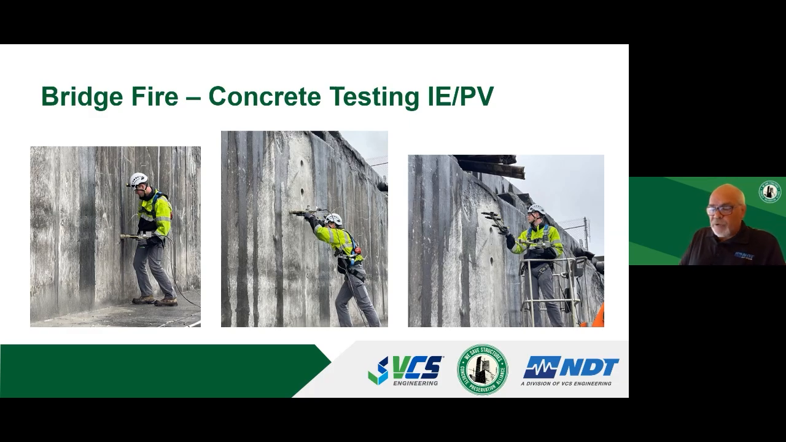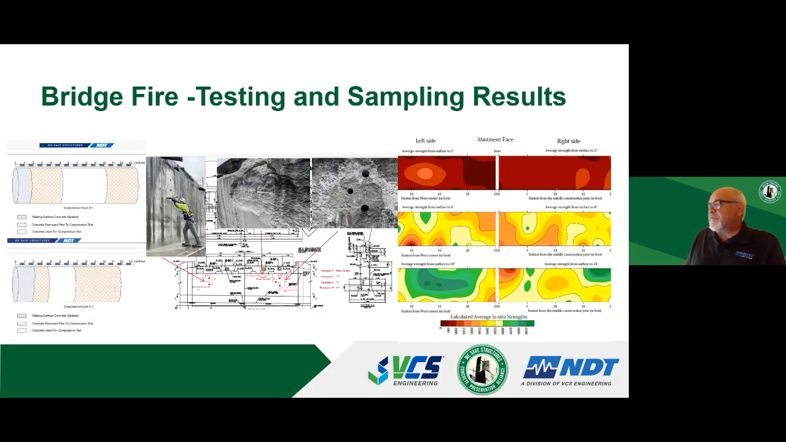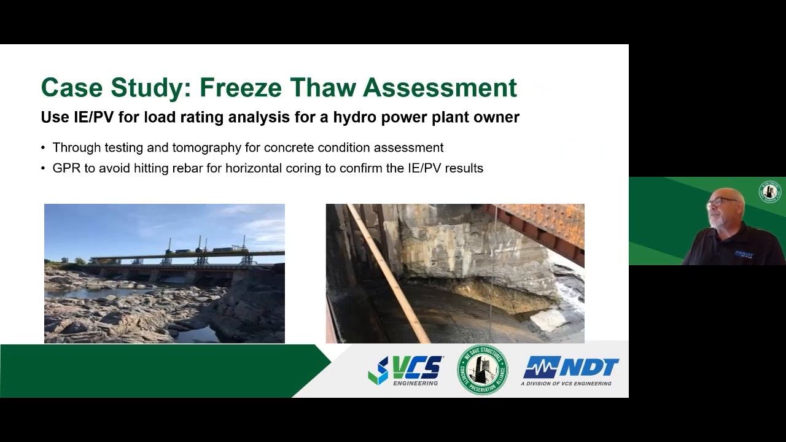Like I said, took some cores, put this all together, and determined that really the surface of the abutment was what was damaged. Once you get outside of 3 or 4 inches, the strength comes back, and the integrity of the overall abutment, once you're deeper than 8, 9 inches, has not been compromised. So we were able to validate the coring results with our impact echo testing and preserve and salvage those abutments.